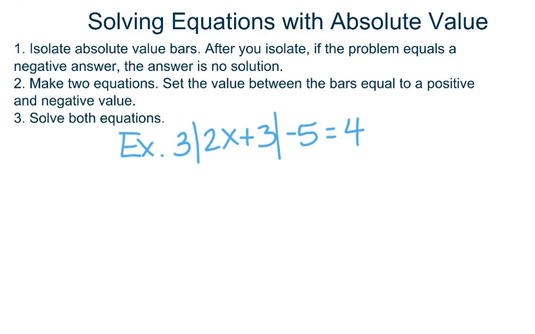So the first thing that we want to get rid of, we want to get the absolute value bars isolated. We need to get rid of this minus 5 first. How do you get rid of a minus 5? You add it to the other side. So here's what we have left.